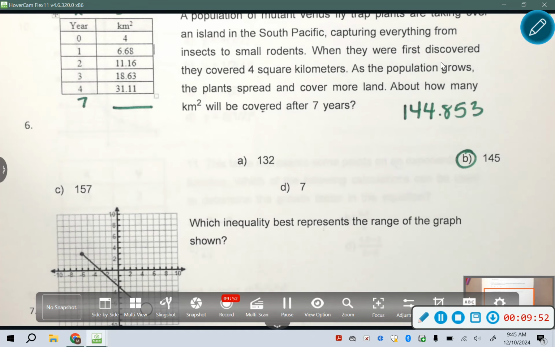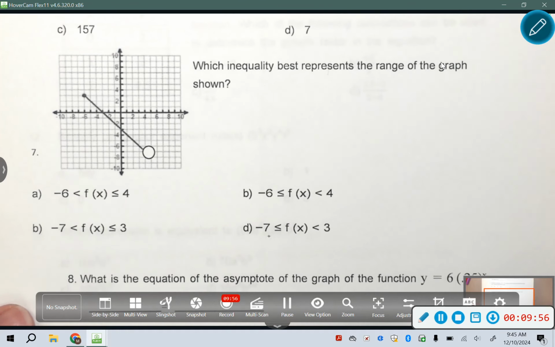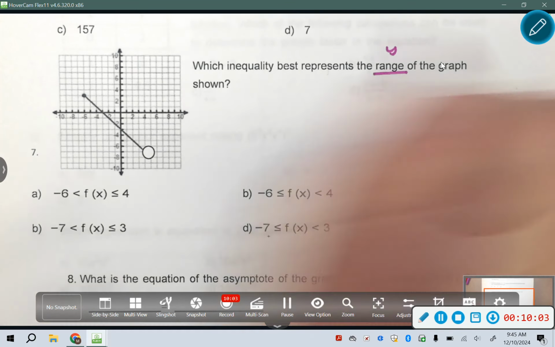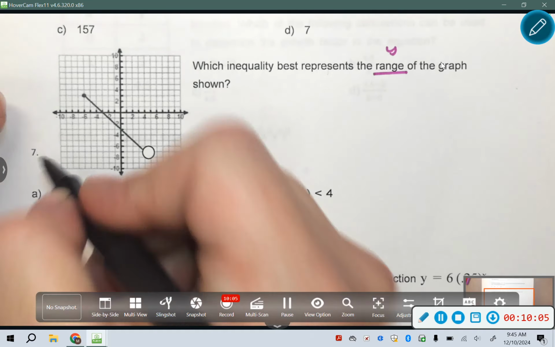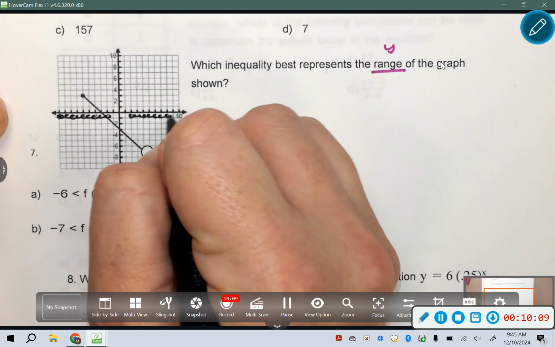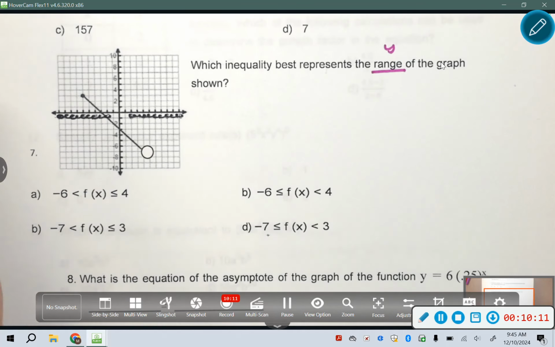Next one we are looking at is number 7. It says which inequality best represents the range, which is our y. Okay, so when we're looking at our range, I want you to know that we're not looking at our x values. I'm crossing them out so they don't confuse us. We're only looking at y.